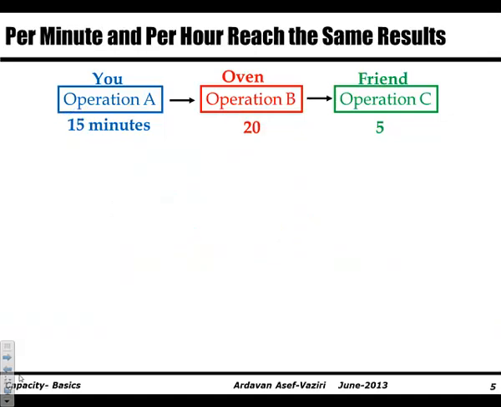It doesn't matter if we compute the capacity per hour or per minute. For example, here every 15 minutes we produce 1 unit of product. So every minute we produce 1 over 15 units of product. Here every 20 minutes we produce 1 product. Therefore, every minute we produce 1 over 20 units of product.